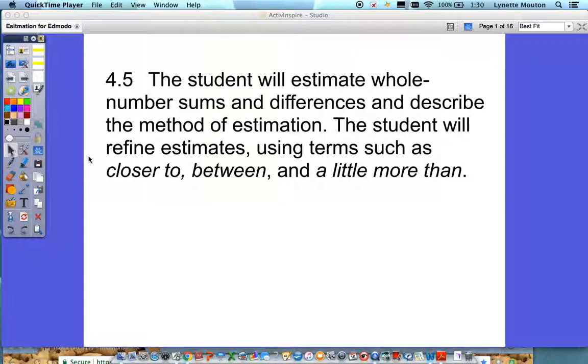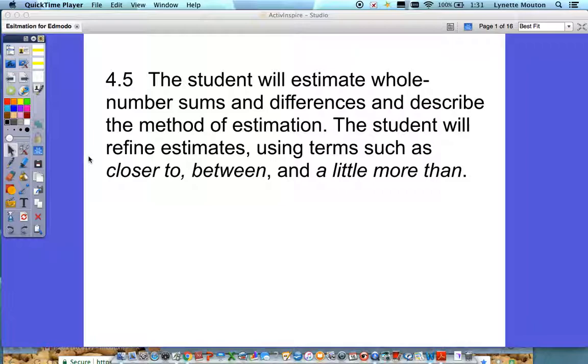Remember that this is SOL 4.5. The student will estimate whole number sums and differences and describe the methods of estimation. The student will refine estimates using such terms as closer to, between, and a little more than. But remember, this is not the only vocabulary that they can use. They can use simple words such as estimation or estimate or round. Remember, some of the other keywords are things like approximate.